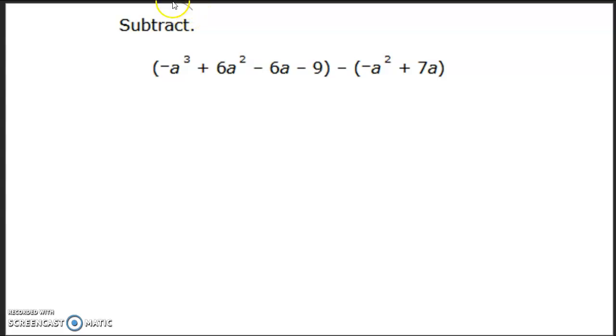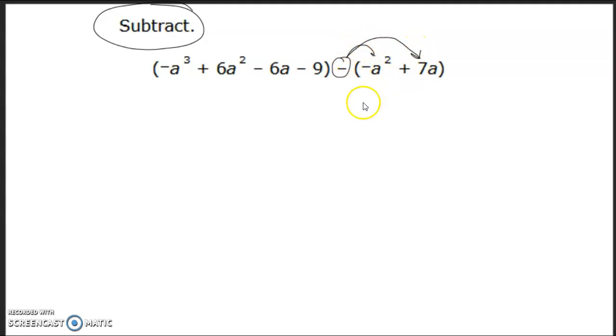This one is a little bit different. When we have the word subtract, it works pretty similar to addition. However, when we have a little negative sign that we're subtracting, that negative sign is actually going to change all of these signs. Okay, because we're actually going to distribute a negative. And when that happens, it just changes their signs. So I'm just going to start from the beginning and rewrite it.